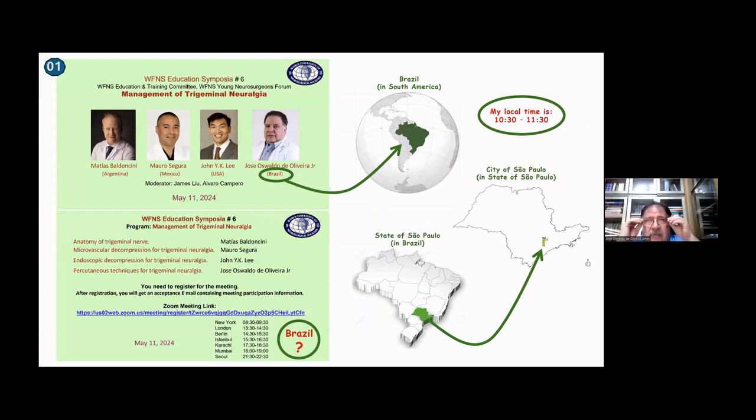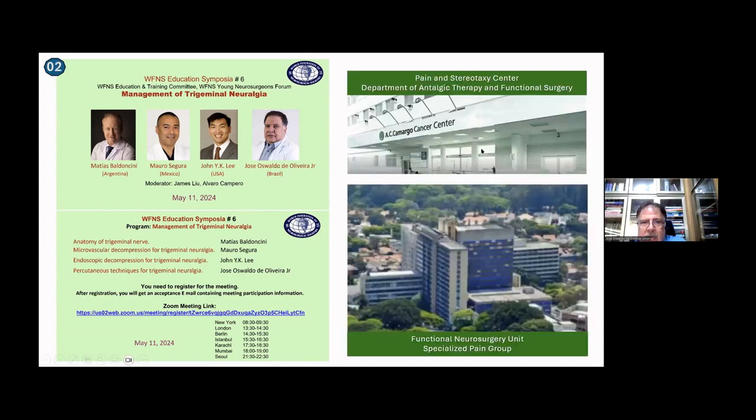For me to participate in this international symposium, I'm here in São Paulo. We will share the experience in the pain and stereotactic center of AC Camargo Cancer Center and the Functional Neurosurgery Unit, Hospital dos Servidores Públicos do Estado de São Paulo.